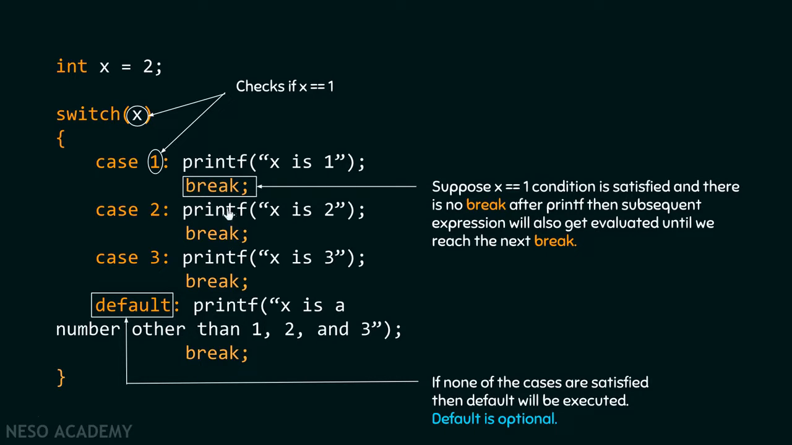If suppose there is no break written immediately after this printf function, then the subsequent expression, that means this particular printf function, will also get evaluated even though x is not equals to 2. Therefore, it is important to put break immediately after this printf function if we want to get outside of this switch construct after evaluating this particular statement. Okay? Now break is also optional. It is not necessary to put break immediately after the expression.